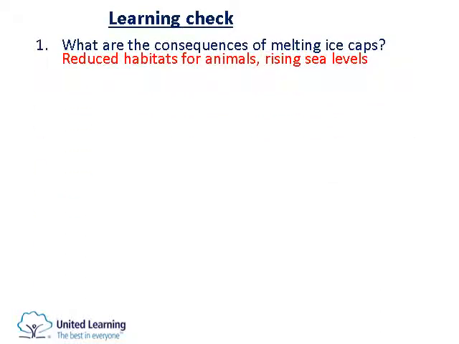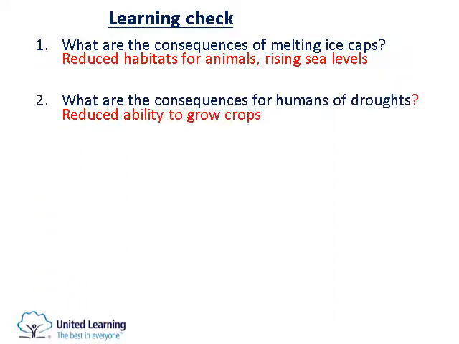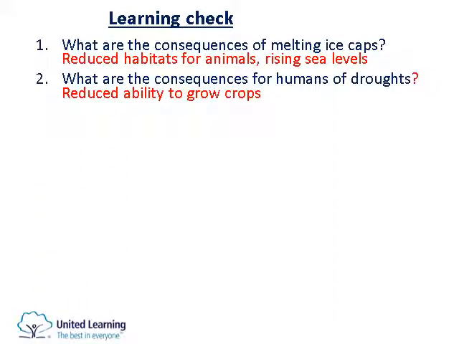So, consequences of melting ice caps specifically, you need to be quite niche in the ones that you choose out of the diagram. So, talking about reduced habitats for animals, including your polar bears, for example, and then rising sea levels, which can link to flooding of seaside towns, for example. Consequences for humans of droughts: no water, no photosynthesis, less crops, effectively.